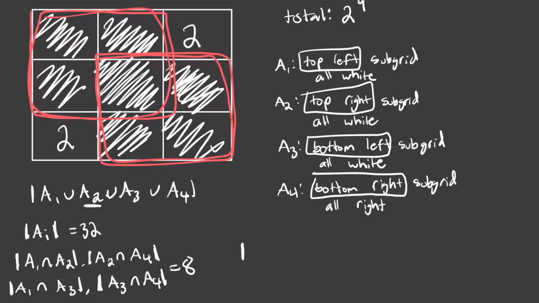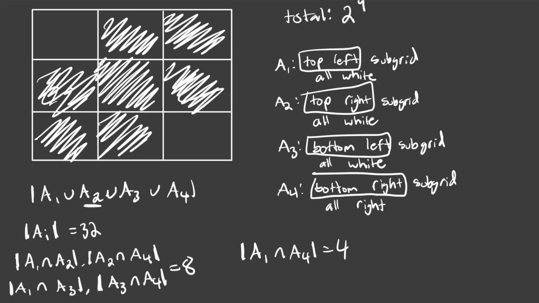So that's the interesting part about this question, is that not all double intersections have the same value. For instance, A1 intersection A4 would have a value of 4. And the same would be true for the magnitude of intersection between A2 and A3. We have two different remaining options for our boxes, so the magnitude between A2 and A3 will also be equal to 4.